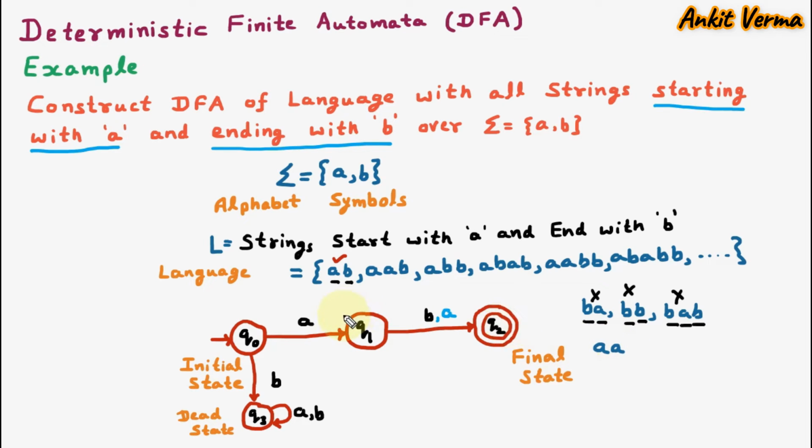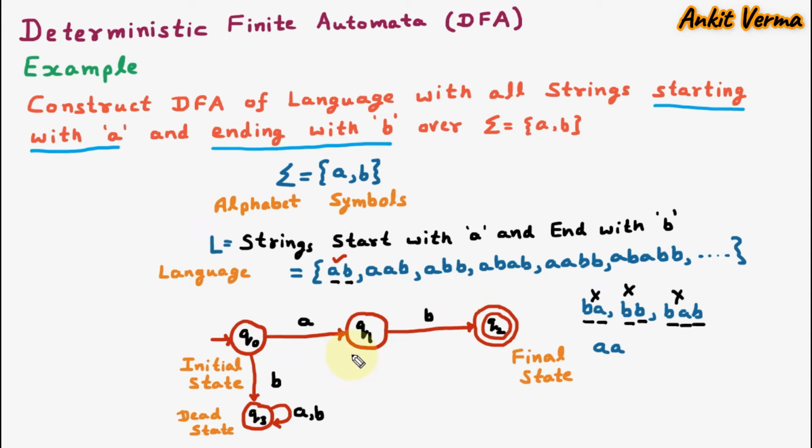Let's try this string. For the first A, Q0 to Q1, then for the next A there is a move from Q1 to Q2. So we are on the final state. So this string will be accepted, which is wrong. By putting this A, we are accepting this string, which is wrong. So we should try something else.